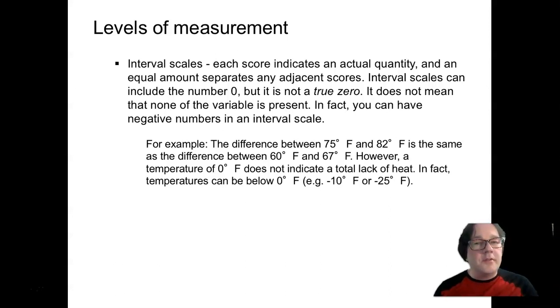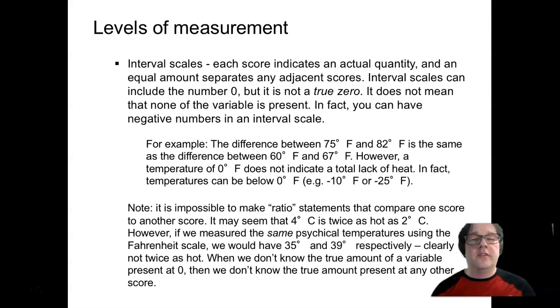However, in this example, a temperature of 0 Fahrenheit does not indicate a total lack of heat or temperature. In fact, temperatures can be below 0 degrees Fahrenheit. We see this all the time. So that 0 is kind of arbitrary in an interval scale.